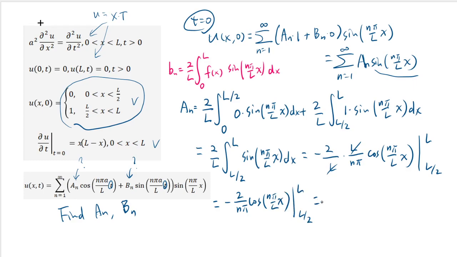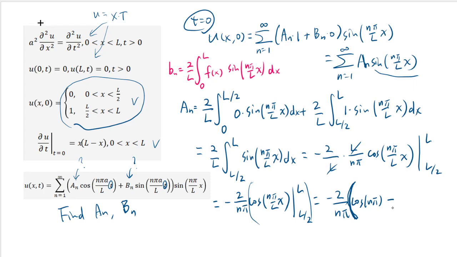And that gives you negative 2 over n pi of cosine of, when L is plugged in, L and L cancel, you get cosine n pi, right? And then when you plug in L over 2, you have to subtract it. So be sure to put parentheses here because there's some confusion with the signs. So really think of it like that, okay?